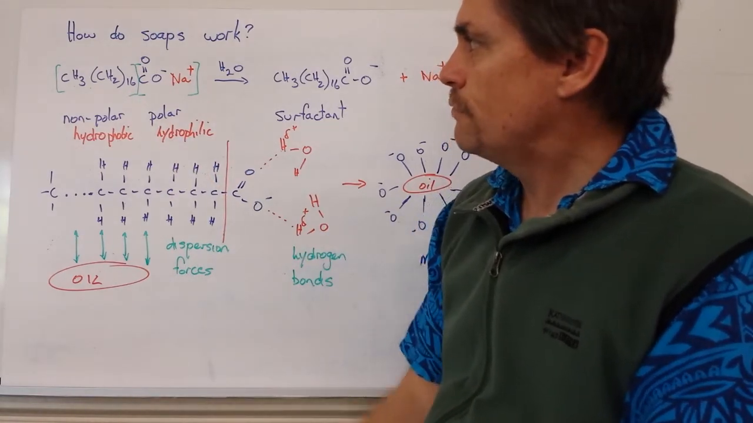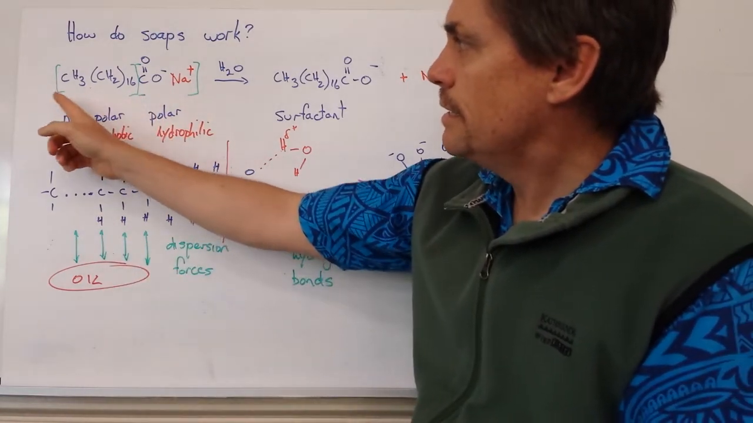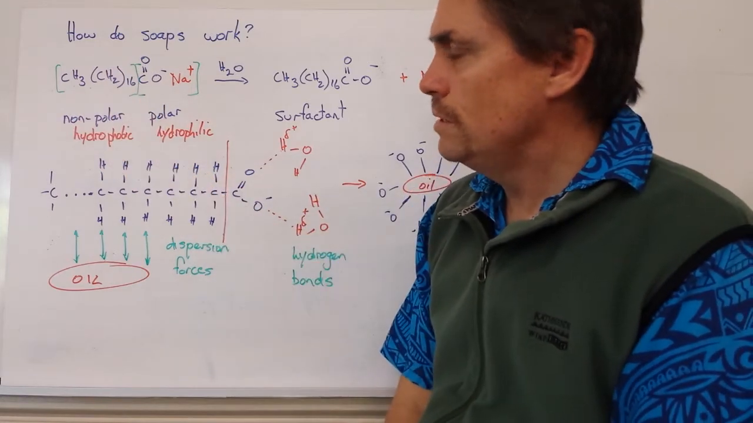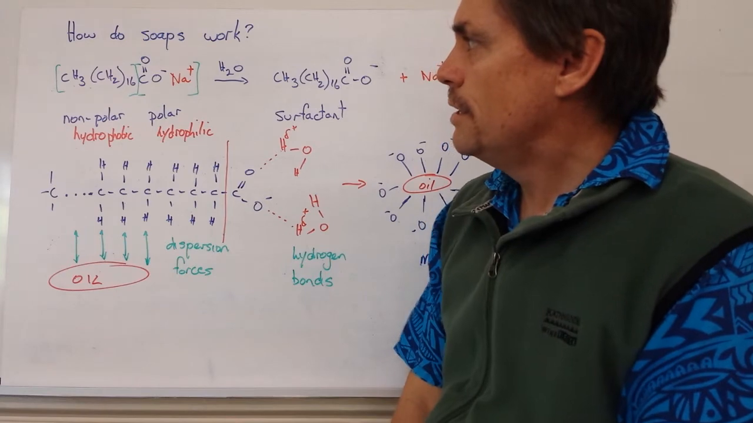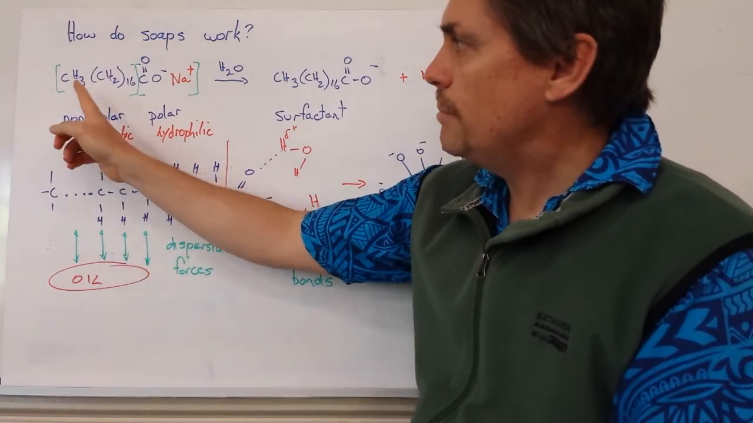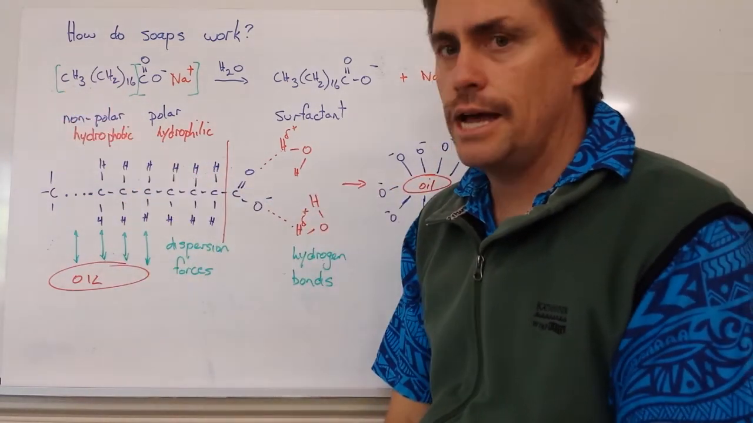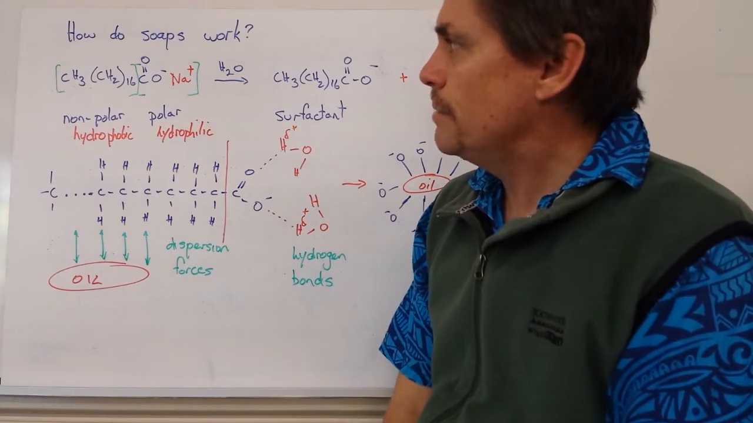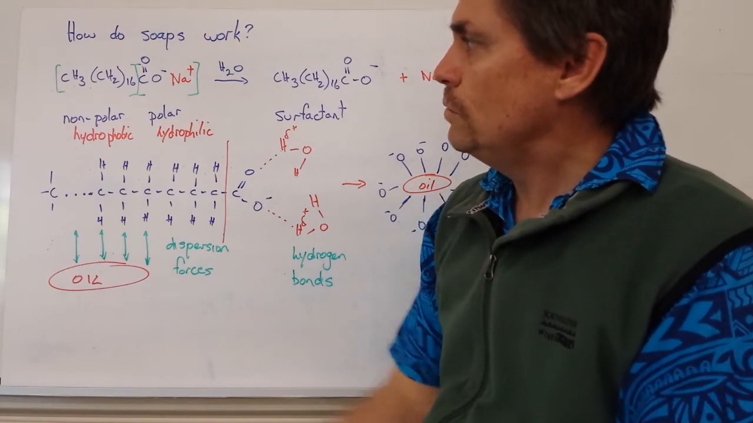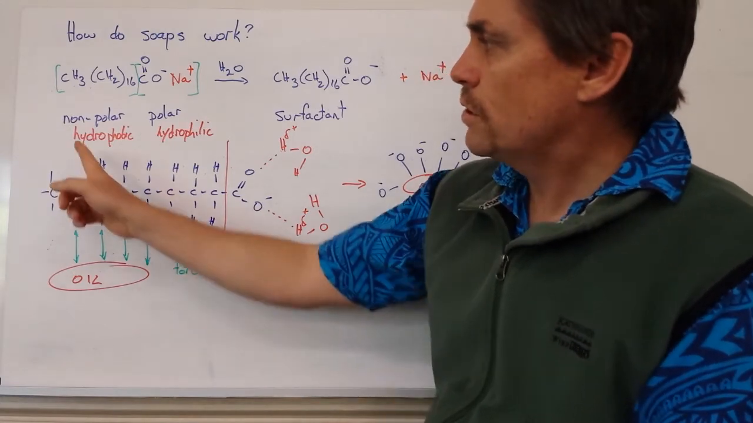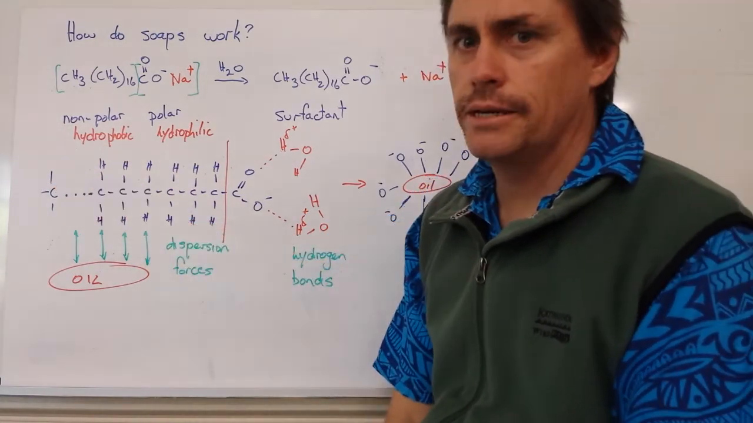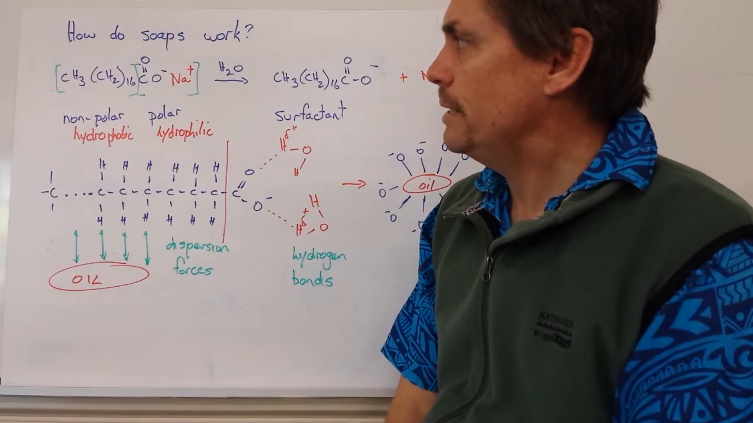Now, I've drawn a molecule on here that is a sodium stearate molecule, a very common soap. And we notice two things about it. First of all, we've got a long carbon chain. In this case, it's got 17 carbons on there. And this particular part of the molecule will be non-polar. It won't dissolve in water. We also call this a hydrophobic part of the molecule as well.